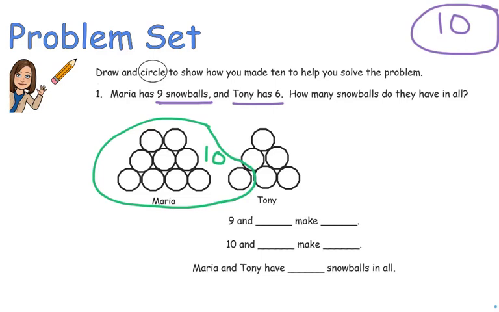So now let's look at our sentences down here. This one says 9 and blank make blank. So we did 9 for Maria, and we borrowed 1 snowball here from Tony. So we're going to put a 1. And we did that to make a group of 10.